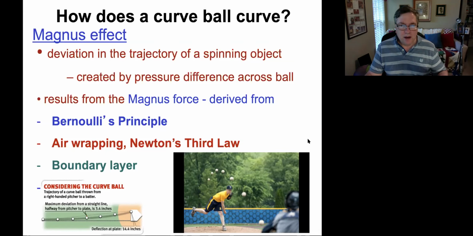So again, this combination of Bernoulli's principle, especially the air wrapping, and Newton's third law, is going to help that ball spin. So let's take a look. Let's go to the next slide.